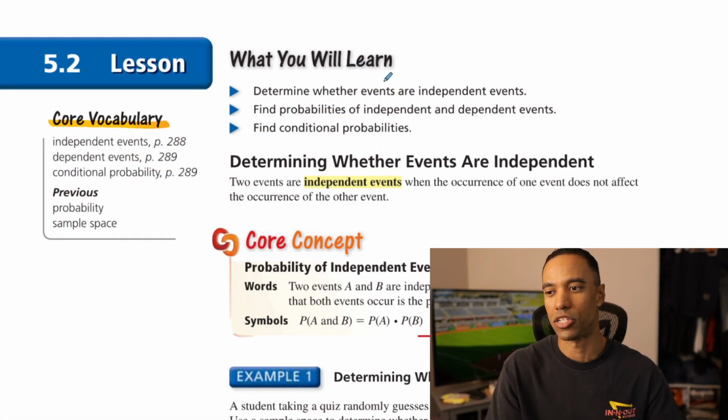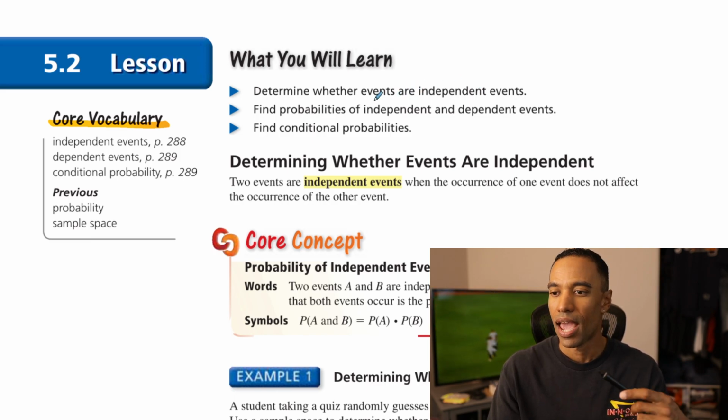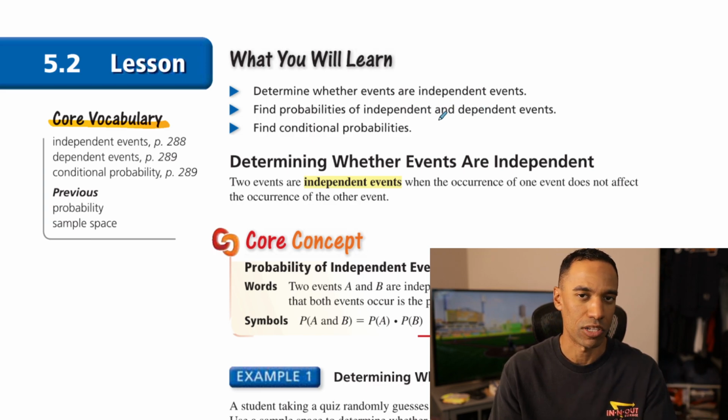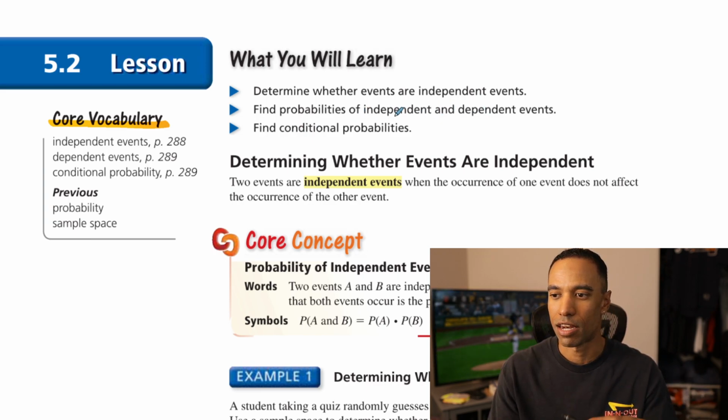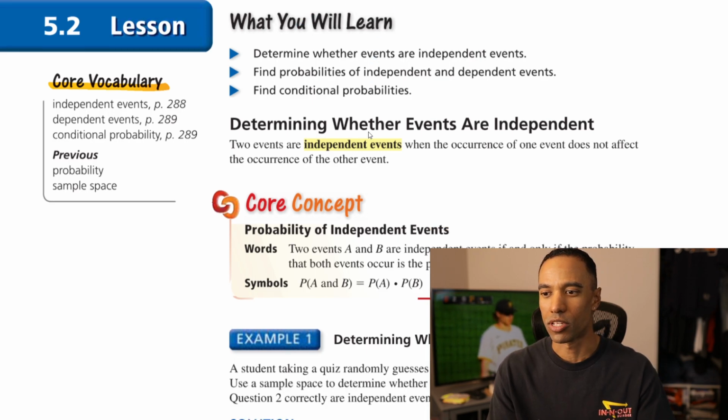What we're going to learn is how to determine whether events are independent or possibly dependent, and find probabilities of independent and dependent events. They are different based on whether it's one or the other. And then find conditional probabilities as well, which I'll talk about when we hit that portion in the lecture. As you can tell, those are the three terms in our core vocabulary. And then the previous ones from that section called sample space and probability are the previous terms there. So let's go and get started.